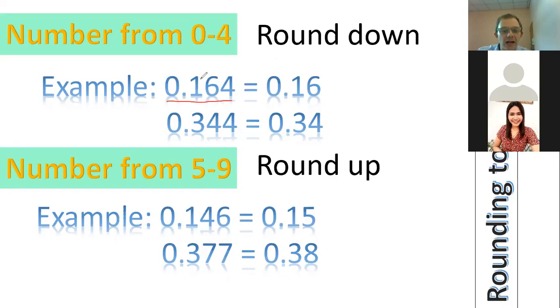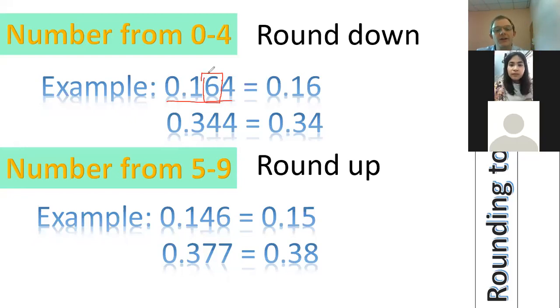So we have to look at the 6 and decide, will it go up or stay the same? But that is the number that we have to look at. And then we look at the one next to it to see. Because our answer, when we round to the nearest hundredth, must have 2 decimal places.